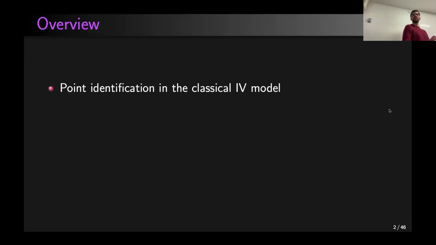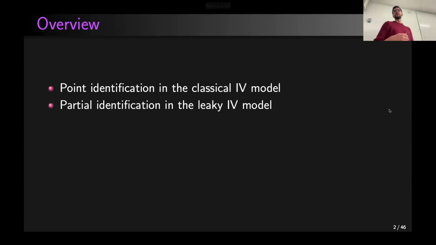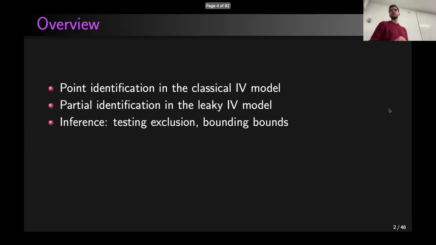As an overview of what I want to talk about today, we're going to talk a bit about point identification in the classical IV model, just reviewing some classical results if you're unfamiliar with those. Then I want to move toward partial identification in the leaky IV model, which is the particular framework we're operating in for the purposes of this paper. This is a paper that we presented at UAI earlier this year. We've got a follow-up paper that's currently under review as well, which I'm happy to talk about if there are any questions.